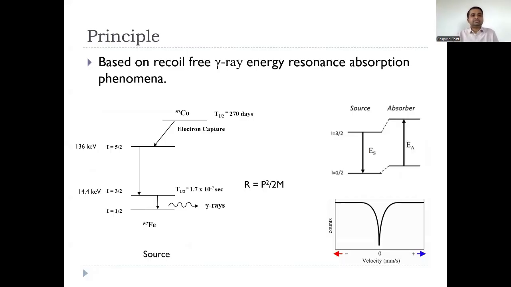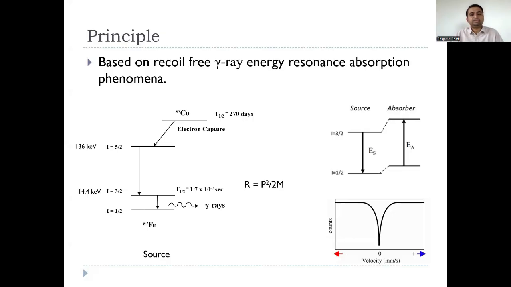Now let's discuss the principle. The principle in one line we can say is that it is a recoil-free or recoil-less gamma ray energy resonance absorption phenomenon. So what is resonance absorption? That is, when the energy of the source material and the absorber material matches, we have a resonating condition, and in that case the absorber material is going to absorb the gamma radiation.